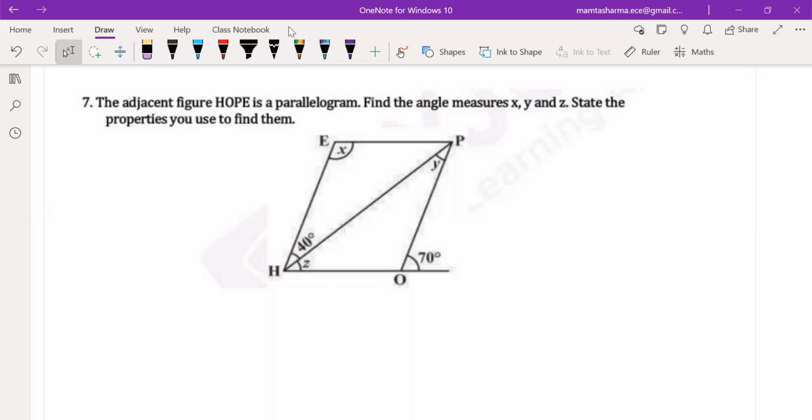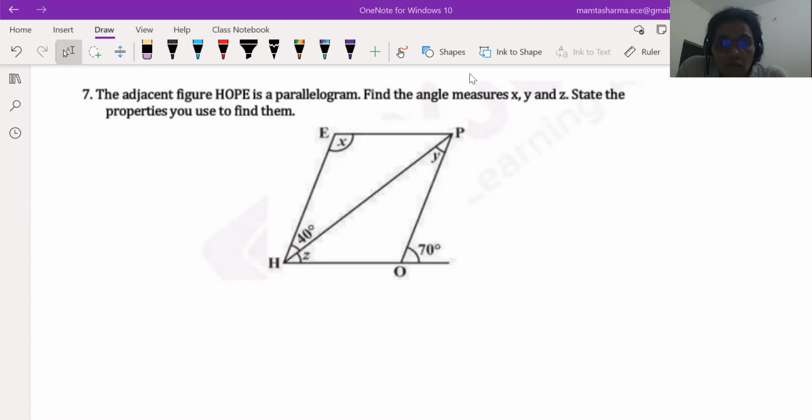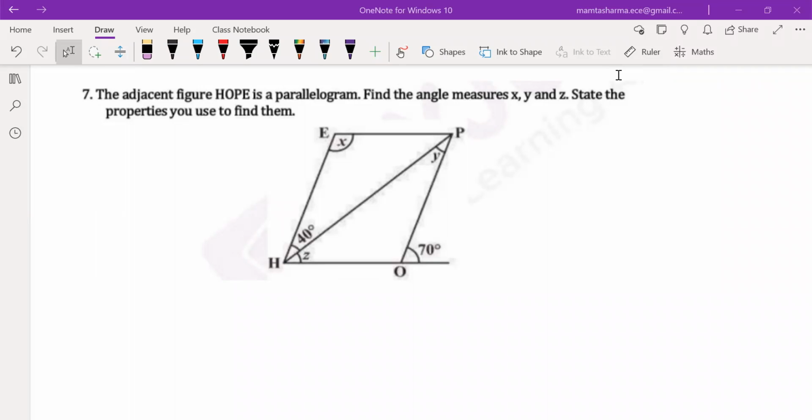Now, okay, clear? Yes, ma'am, it's clear, I think. Okay. So now do this question. All of you have to do it. You can raise your hand. Abhinav? Yes, ma'am. Solve this question quickly. How will you calculate x, y, z using the property of a parallelogram?